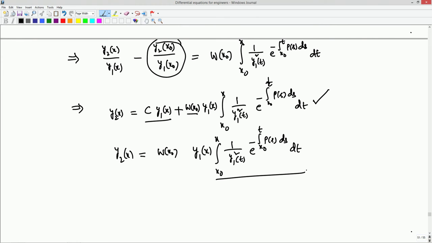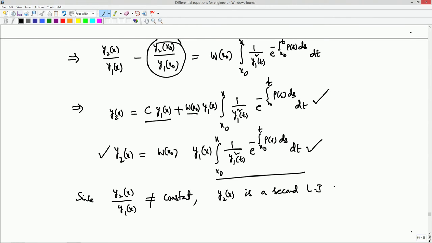So, if you look at this integral, this is a function of x, this will never be 0 because it involves integration of an exponential function, exponential divided by y1 square. So, this will never be 0. So, if I divide y2 by y1, it will never be constant. y2 by y1 is not constant means y1 and y2 are linearly independent. So, the way you define this y2 is the second linearly independent solution. That means y1 of x, y2 of x are linearly independent solutions.